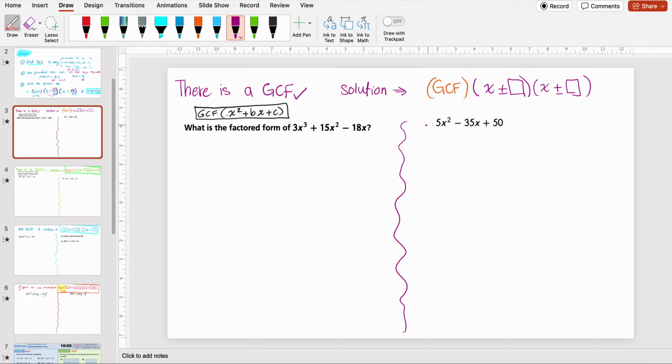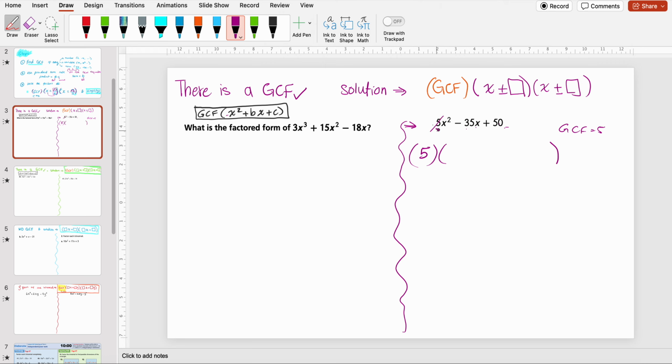For example, let's take this one. Again, remember, the first step is to find the GCF. So look at all the terms. Do I have a variable to take out? Nope, because this one doesn't have an x. But do I have a number? Yes, I can take out the number 5. So the GCF here is 5. Take the 5 out. Now what do you have left?